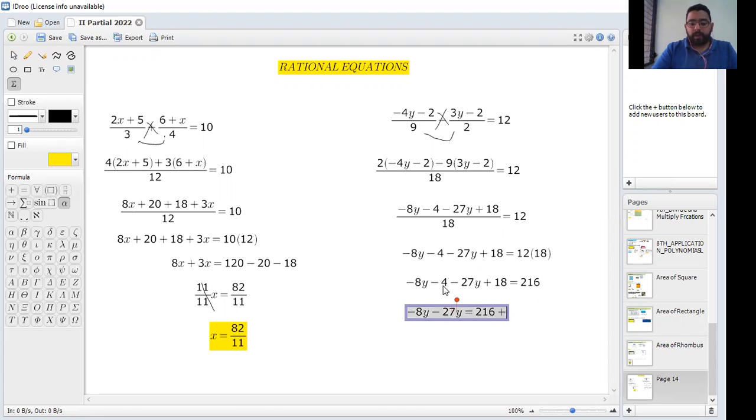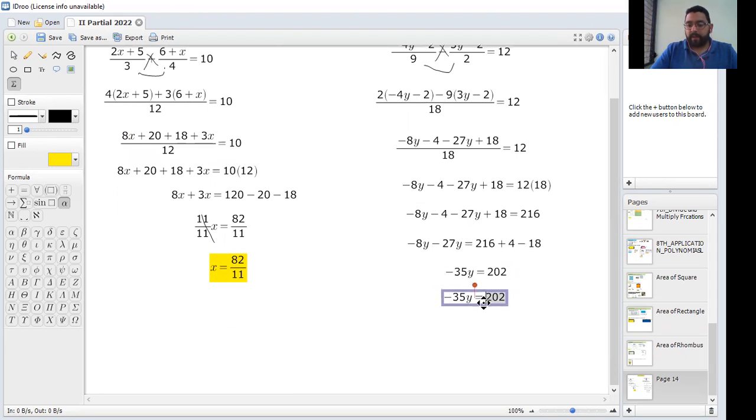The -4, applying inverse operation, we move it as a +4, and +18 to -18. Then you subtract -8y minus 27y, which is -35y. And you're going to have on the other side 216 plus 4 minus 18, and it's going to be 202. Then what you have to do is divide both sides by -35.